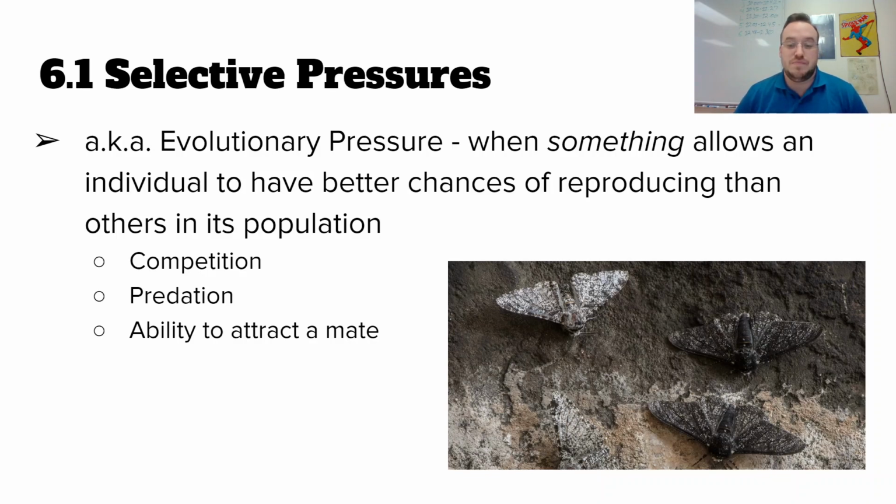Right. The picture below me is a species called the peppered moth, and it has two morphs. And morphs are just colors, right? So these morphs are light and melanic, or dark, morphs, right?